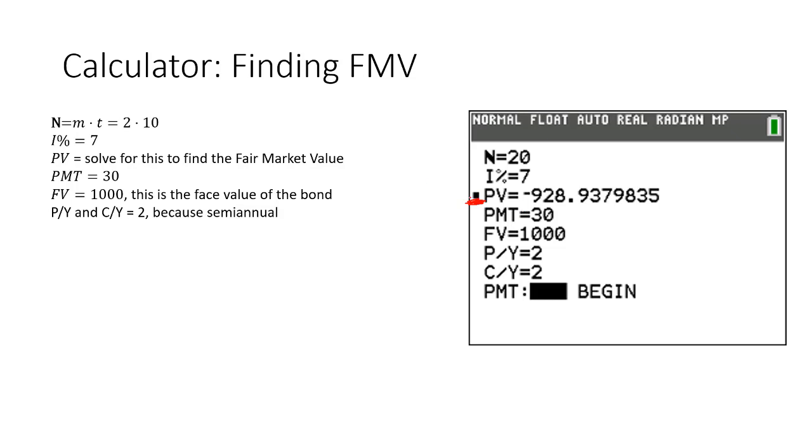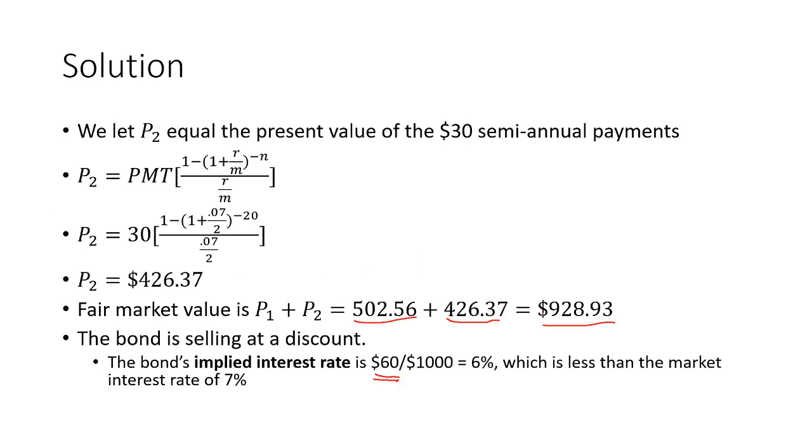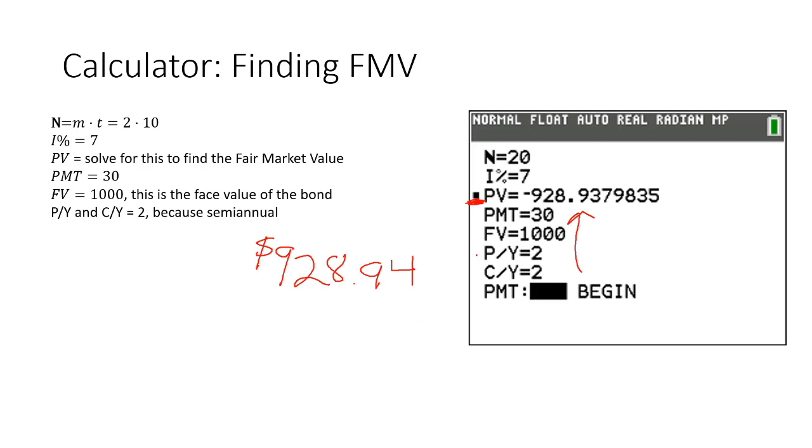They're twice a year. And then once the other numbers are input, I scroll back up to PV and solve for that, and I see that the fair market value of the bond is $928.94. Now this is a penny different than we get when we use the formula. Here we said it was $920.93. That's because of the rounding.